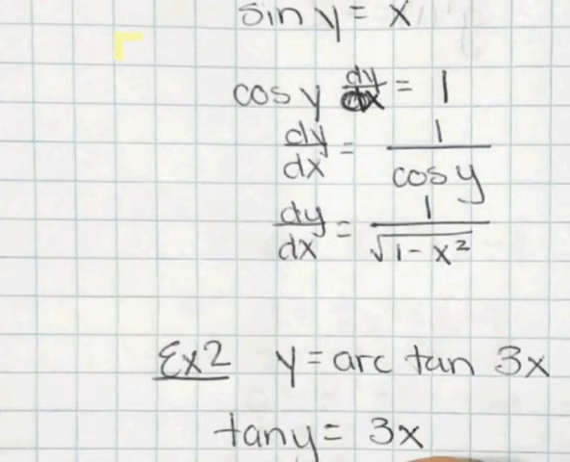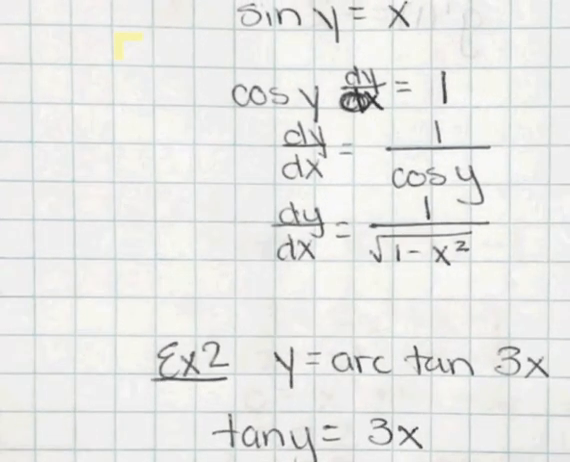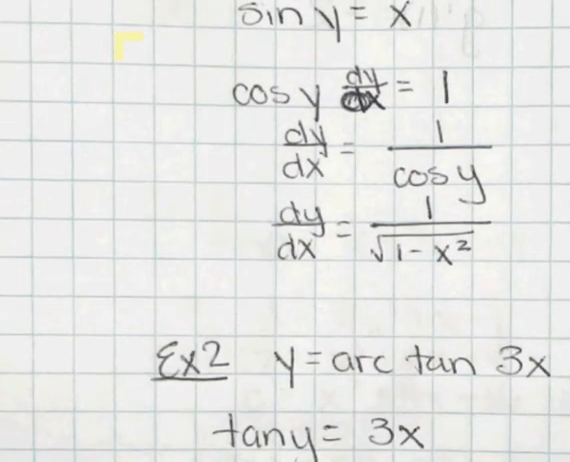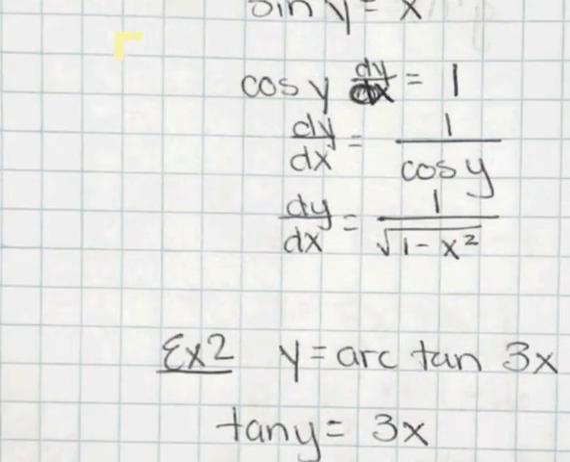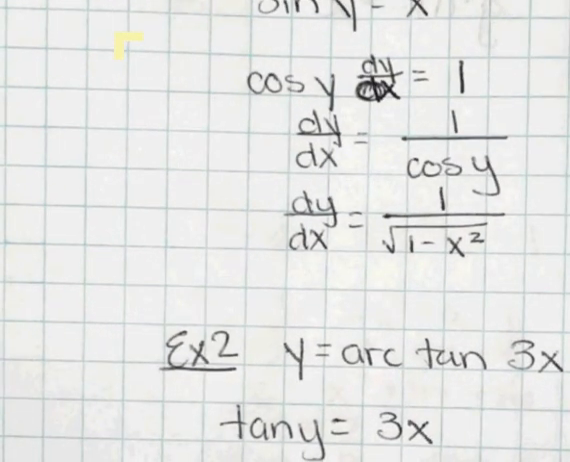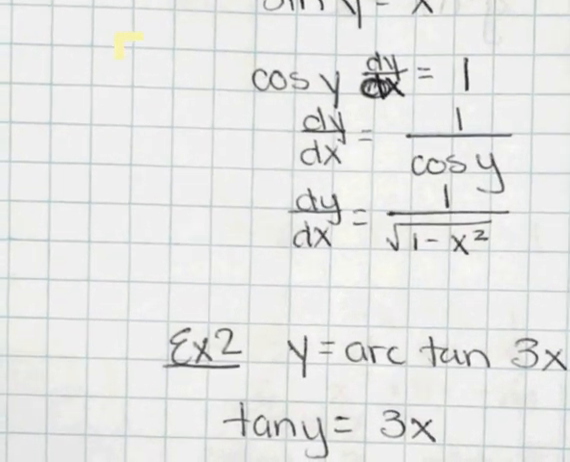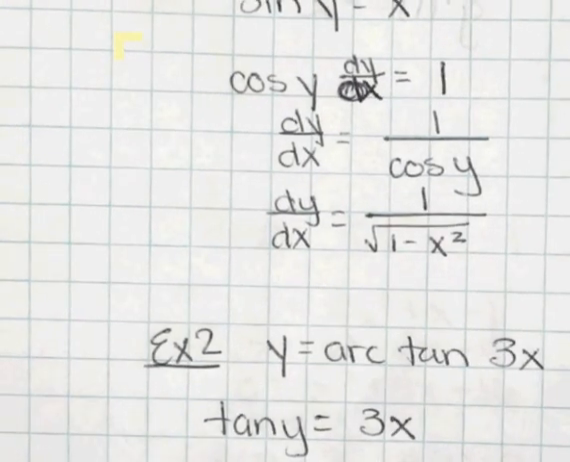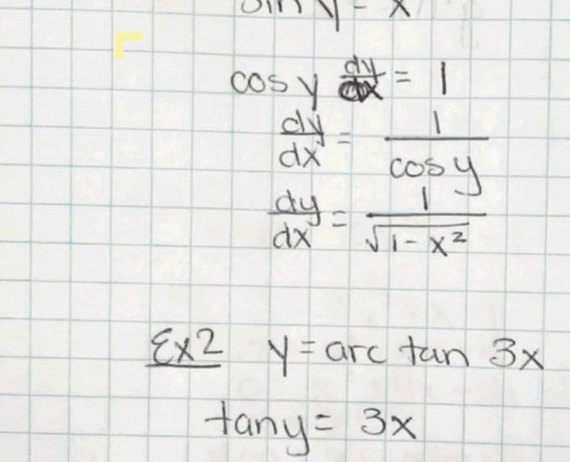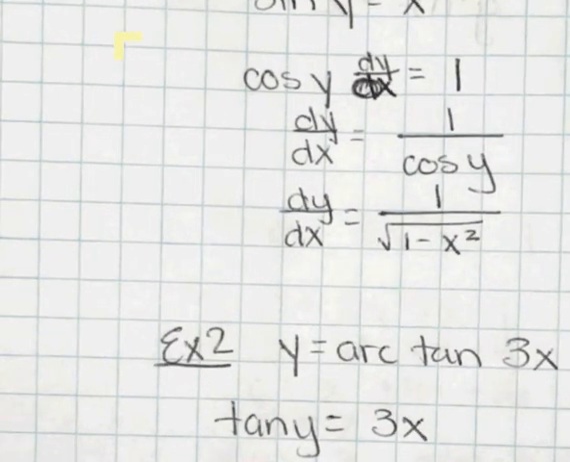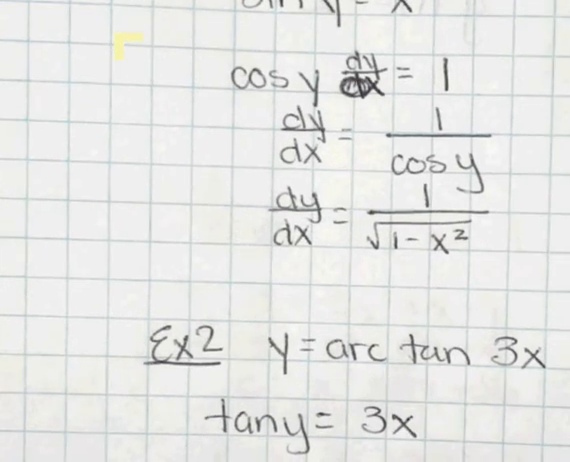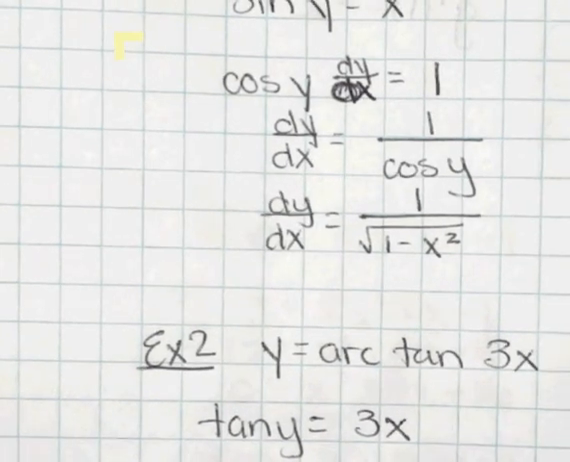And then we're going to put dy/dx. Okay. Derivative of 3x, just 3. If I want to go ahead and solve, what are you going to do? Yep. So dy/dx is equal to 3 all over secant squared y. But again, I'm going to set up this triangle. So let's remember, y is the angle.